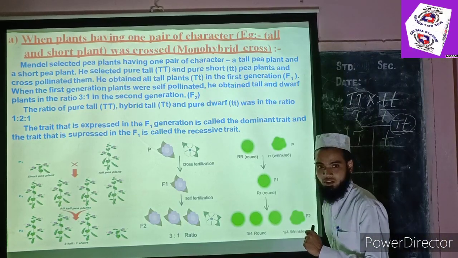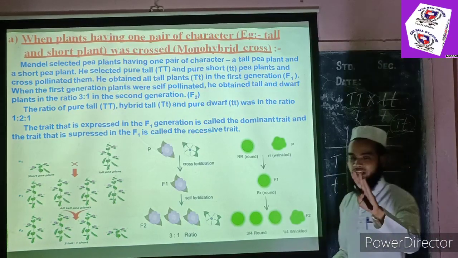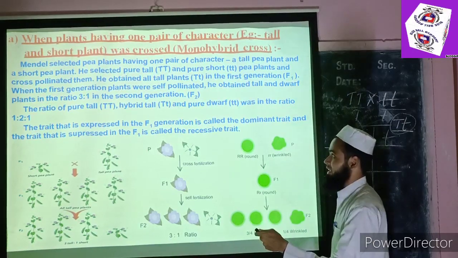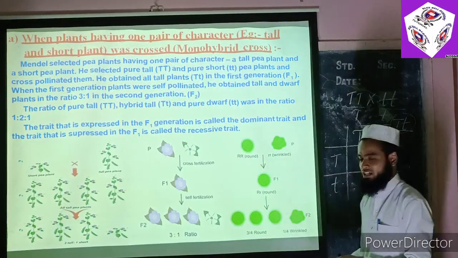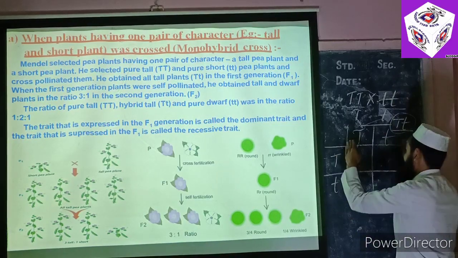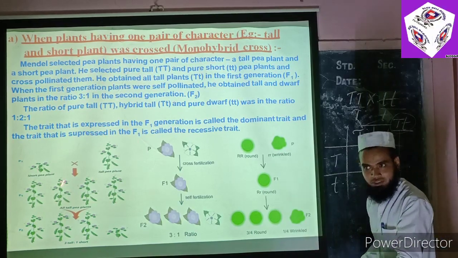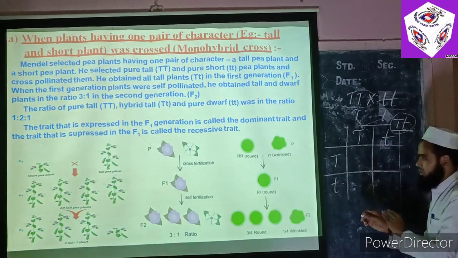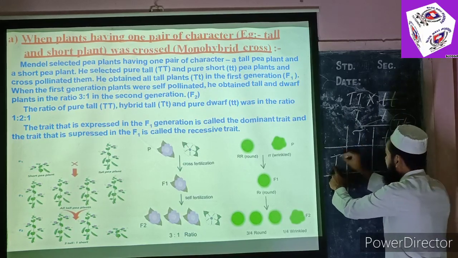Tall plant. Okay. After obtaining the first generation with only tall plants, he didn't stop the experiment, he continued further. That is why self-pollination he conducted. In the self-pollination, he took the same plants and crossed them. Earlier I represented it in the diagrammatic manner, but here I am representing it with the checkerboard. You can observe here, there is nothing but self-pollination he is going to do.